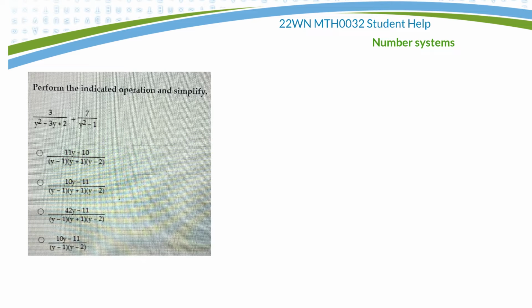Here's a good question. You're asked to add these rational expressions. To add, you'll need to have a common denominator. So let's factor both denominators. So this would be things that multiply to 2 and add to 3. 2 times 1, I guess. So 2 and 1, and they both have to be negative.